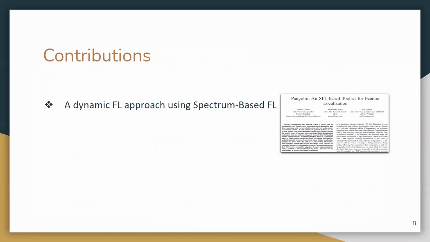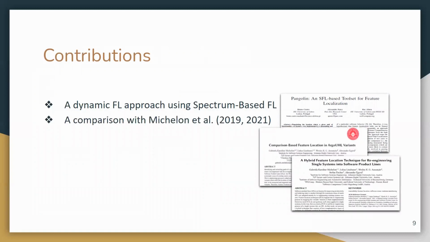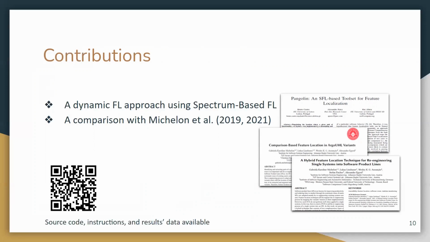This work contributes a dynamic feature localization approach using spectrum-based feature localization based on previous work from Castro et al. 2019, and a comparison of our approach with the previous ones, the static one from Michelon et al. 2019, and the hybrid approach from Michelon et al. 2021, evaluated also with the ArgoUML SPL benchmark. We also made available the source code, instructions, and results data for reproducing or reusing our solution, or reasoning with the results.